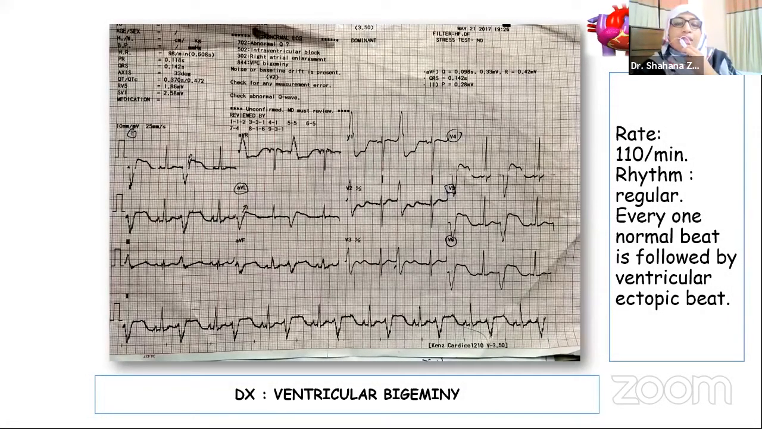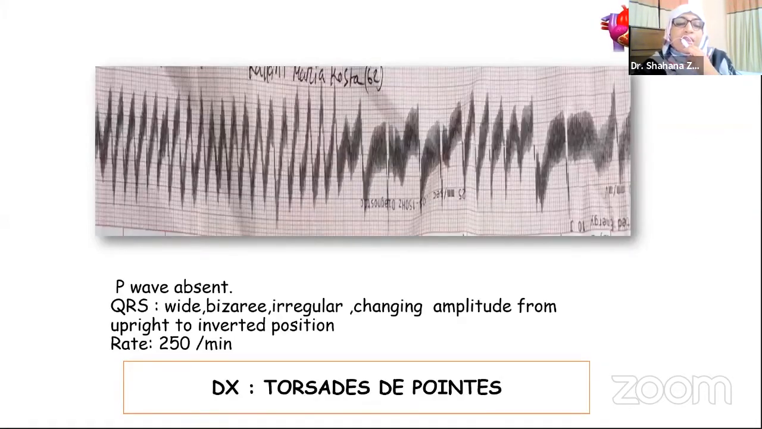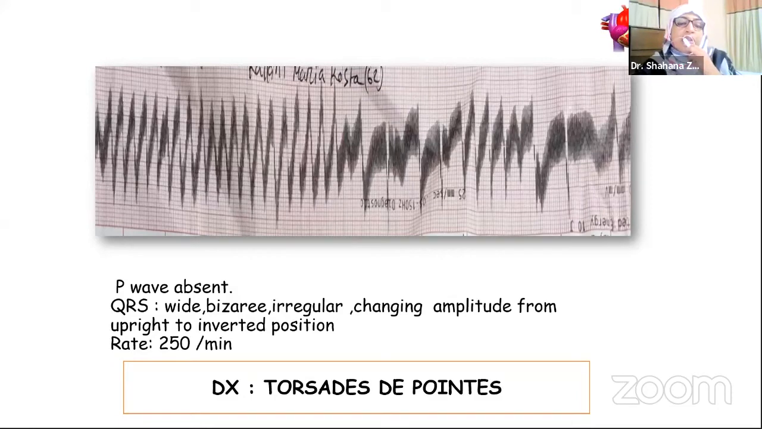Then the ECG had a dynamic change, where we found that the rate is 80 per minute, rhythm regular, and she has an increased QT interval; the corrected QT interval was 693 millisecond. But the patient suddenly developed wide, irregular QRS complexes with changing amplitude from upright to inverted position, and rate was about 250 per minute. P wave was absent, and our diagnosis was torsades de pointes.